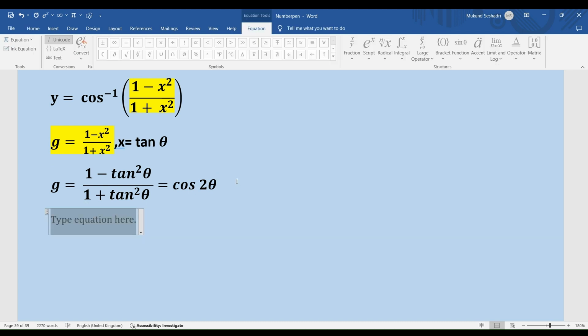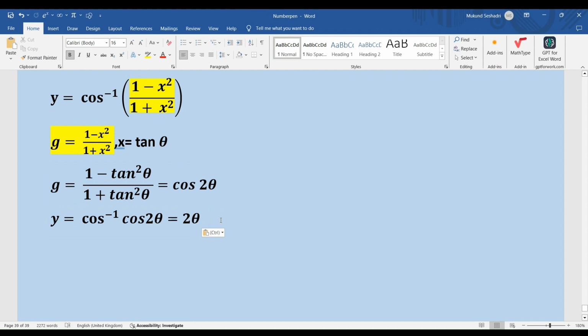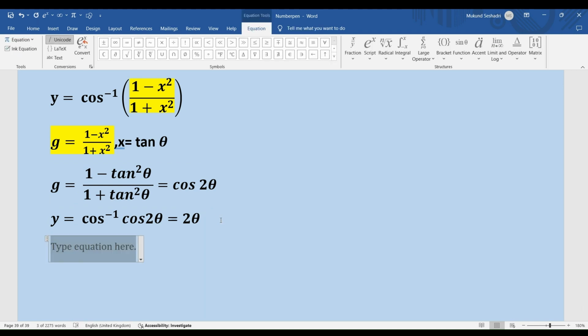So I go back to my y. My y becomes cos inverse of cos 2 theta. And what is cos inverse of cos 2 theta is nothing but 2 theta, right? So that's my y, but my y is in terms of theta, and I've been asked to find dy by dx. So let's start off with dy by dx equals 2 times d by dx of theta, which is nothing but d theta by dx, right?